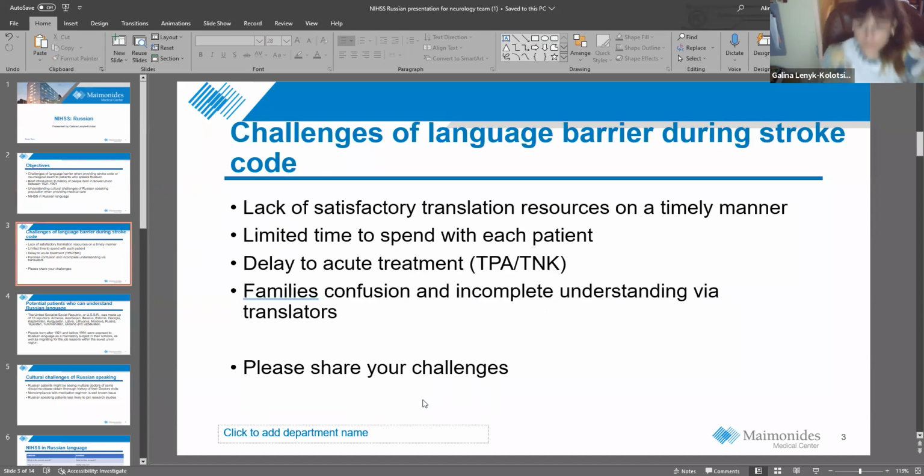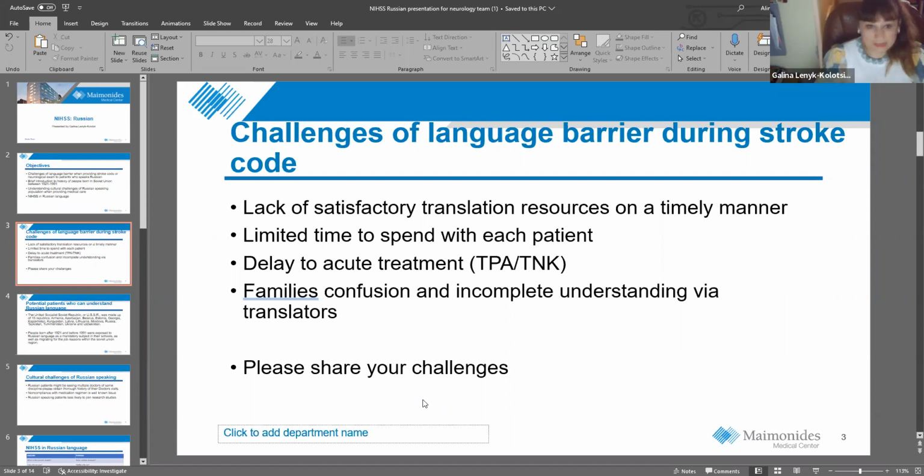So, challenges of the language barrier during the stroke code. Some of the barriers that we definitely know is the lack of satisfactory translation resources in a timely manner, right? A lot of times we cannot find that person who does speak the same language. We cannot find the interpreter because the interpreter at that time is busy translating for another patient. Or we cannot even find that little machine that helps us, or the phone service doesn't work. So sometimes we don't have the resources to help us translate for that patient.